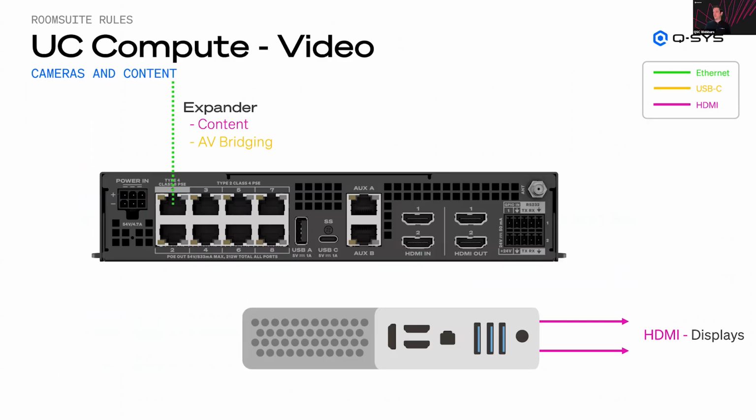So there's the video. Again, you can see the expander connected out to the Class 8 PoE connection on the room processor. So we've got AV bridging USB-C from the room processor itself into the compute device, and then the two HDMI outputs of the compute device going directly to the displays, as well as then content coming out from the RMP directly into the UC compute.